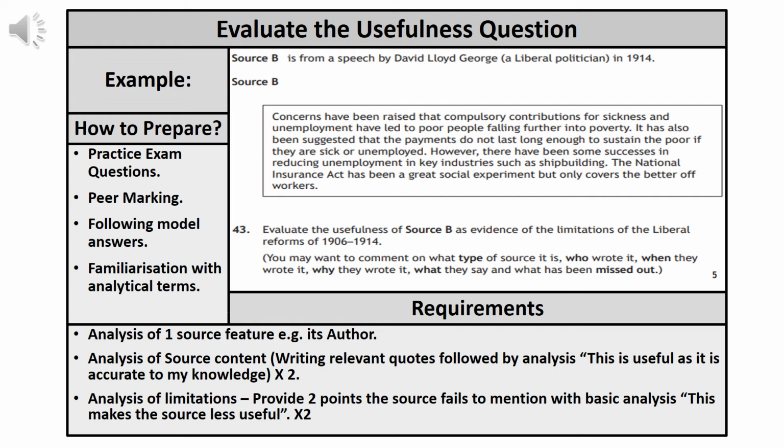Then they need to analyse the limitations of the source, so provide 2 points that the source fails to mention. And then they simply have to say this makes the source less useful because it fails to mention this. That is all. It's very simple analysis, but students sometimes get a little bit confused by that. But again, how to prepare for it is practice using exam style questions, following model answers, getting used to that analysis you must use, so familiarising yourself with that by doing peer marking and by doing exam style questions. I think that's the best way to prepare for this question.